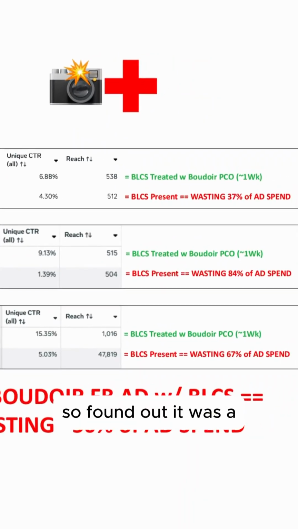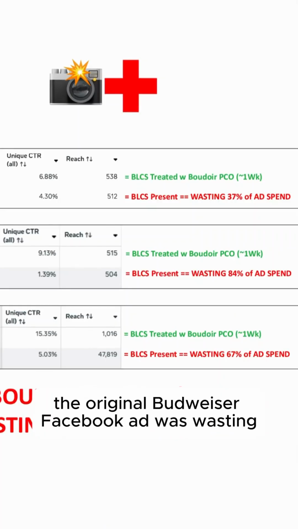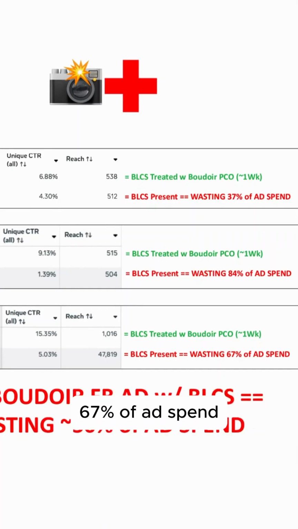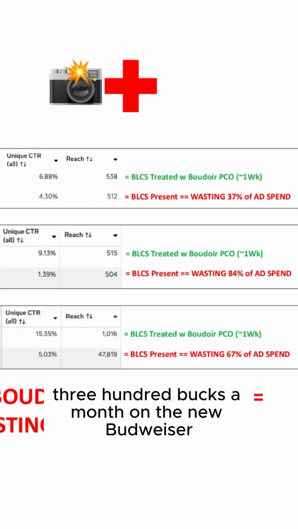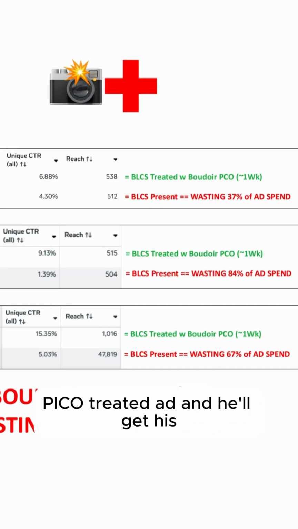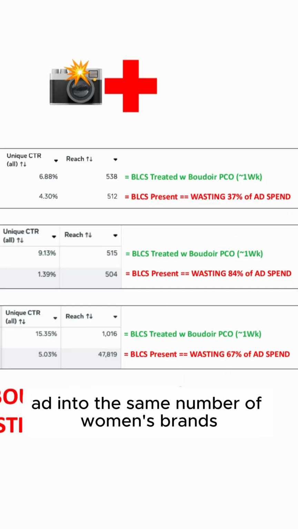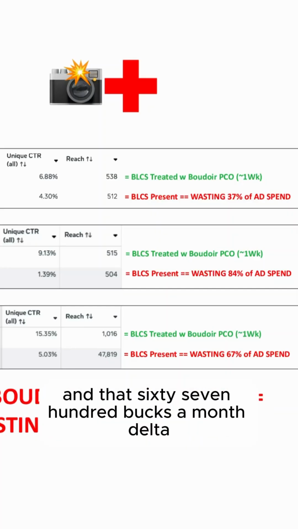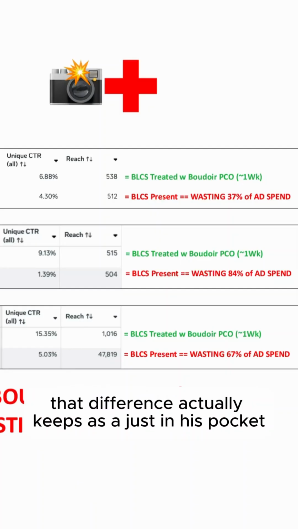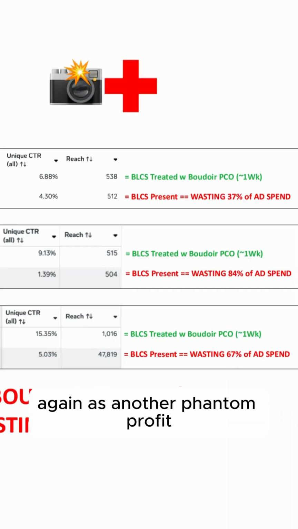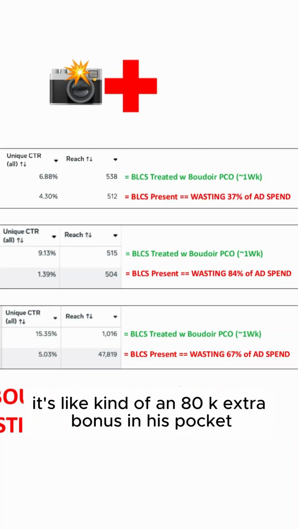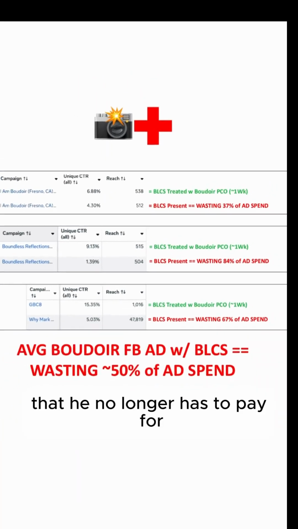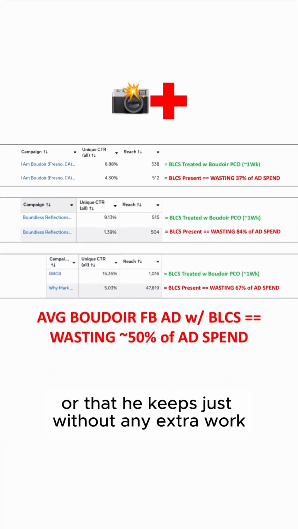So we found out the original Boudoir Facebook ad was wasting 67% of ad spend. So if he was spending 10 grand a month on the original Boudoir Facebook ad, now he only needs to spend $3,300 a month on the new Boudoir Pico treated ad, and he'll get his ad into the same number of women's brains. And that $6,700 a month delta, that difference, he keeps in his pocket. Again, another phantom profit, Boudoir Pico profit, whatever. And after 12 months of this, it's kind of an 80K extra bonus in his pocket that he no longer has to pay for, or that he keeps without any extra work.